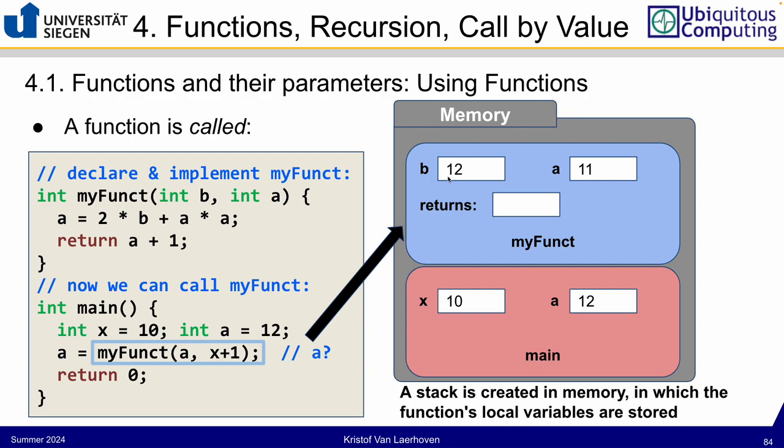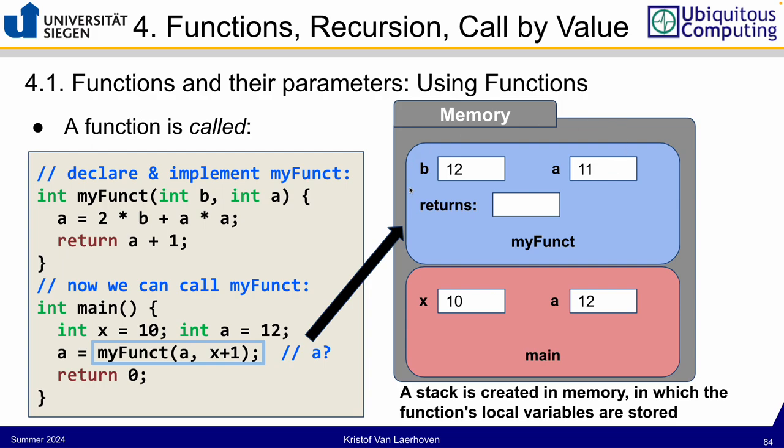Meaning b is a completely different integer in memory, which is more important for the next one, because a in this case becomes the value of x plus 1. So we take 10 plus 1 is 11, and this is copied into the value a over here. And this is very important, because sometimes if you're fast enough or don't think thoroughly enough, you make mistakes. Things are copied, and then put somewhere else in memory.